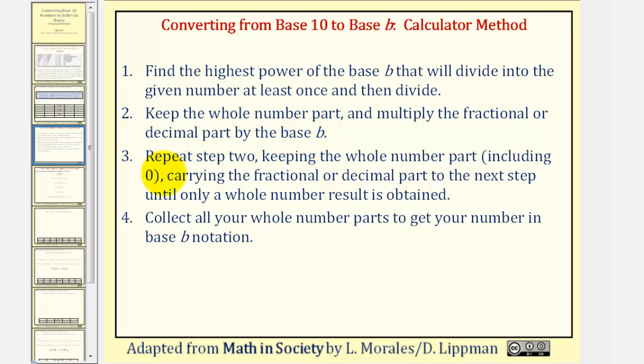Step 3 will repeat step 2, keeping the whole number part, including zeros, and carry the fractional or decimal part to the next step until a whole number result is obtained. Step 4 will collect all the whole number parts to get the number in base b. Before we take a look at our two examples though, let's see why this method works.